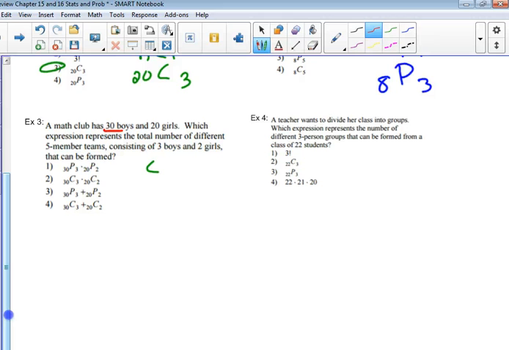So we have 30 boys, and how many do you guys want to choose of the boys? 3. Good. So we're going to kind of group those together. So it's going to look like 30C3. And then we're going to do the same thing with the girls. So with the girls, you have 20 girls, and you want to choose how many of them? 2. So 20C2. Now, the last part is between these, what do you guys want to do with them? Multiply. All right, the addition here is tricky, it's always multiply.